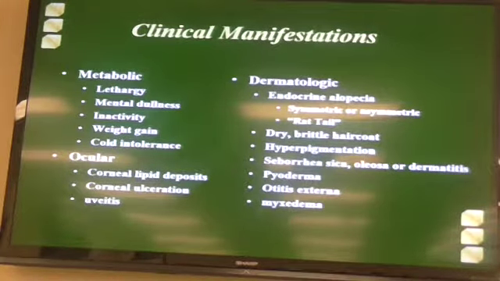Seborrhea sicca, oleosa or dermatitis, in other words, you're breaking down that good barrier there. So you get all kinds of skin infections, this type of thing going on. Pyoderma, otitis externa, myxedema, all these are clinical signs as far as dermatological.